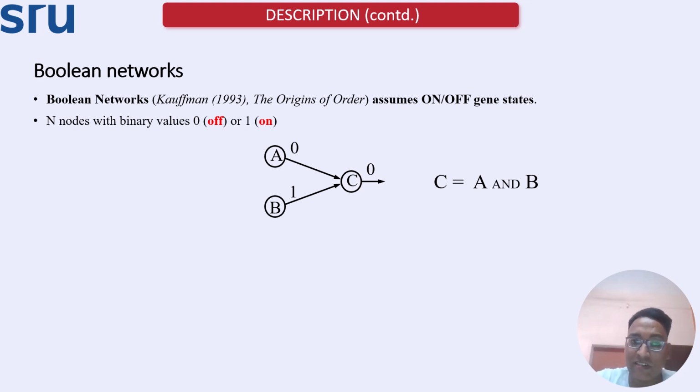Like this, C is dependent on both A and B. Since C requires the presence of both A and B, only when both are 1, both are expressed, will C be working out. Otherwise, C will be 0. Simple. So there are some Boolean maps, the Boolean table. The Boolean table from the computer science background has now started being implemented for analyzing gene networks.